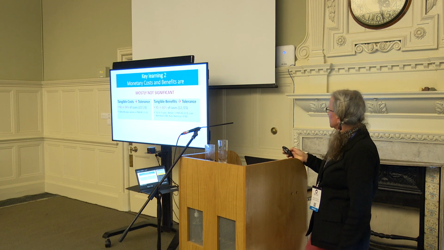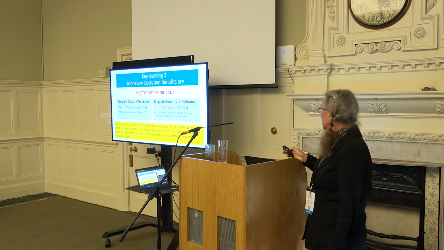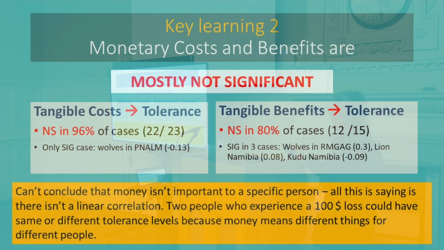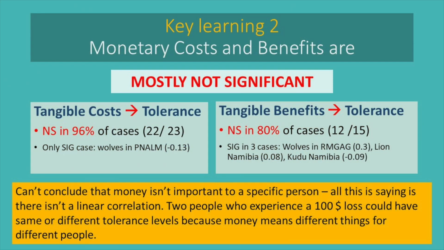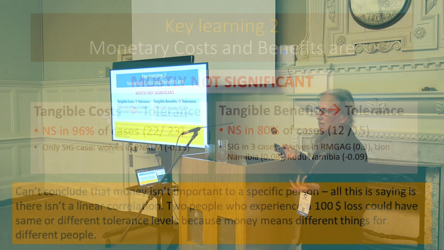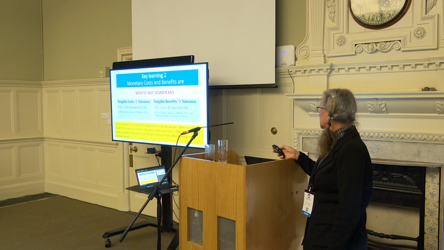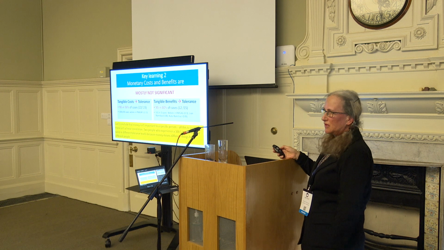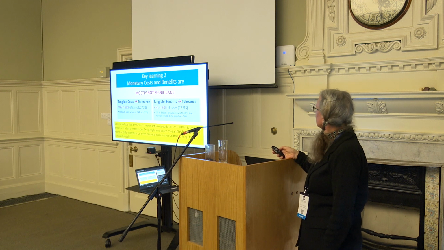But what's important to note here is that we shouldn't conclude that money isn't important to individual people, because all this is saying is it's just not a linear correlation. So 2 people could experience the same amount of monetary damage, but they could have different tolerance levels, because money means different things for different people.